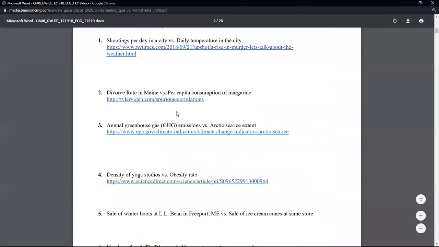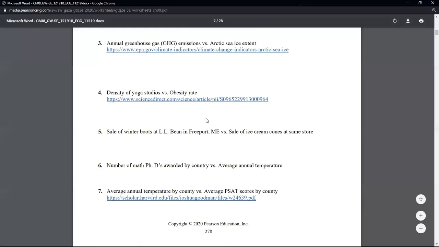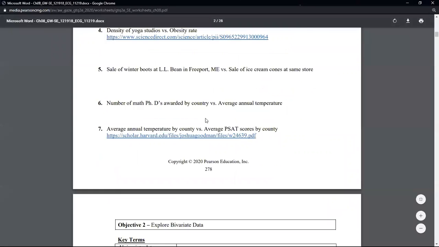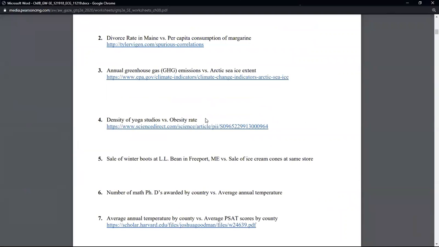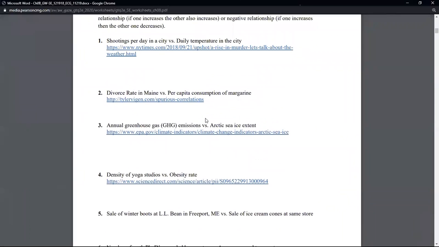Let's go to the guided worksheets. This one on page 278. Please, on your own time, check this one out. This one's really, really cool. I want to give you the answers, but at the same time, I don't.